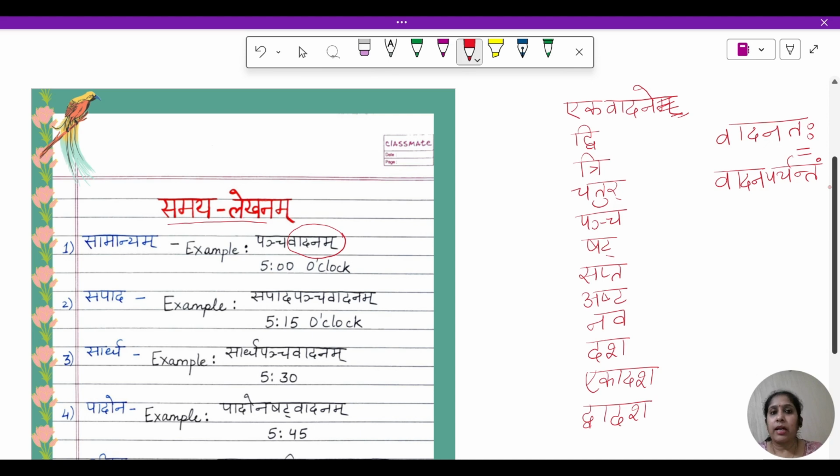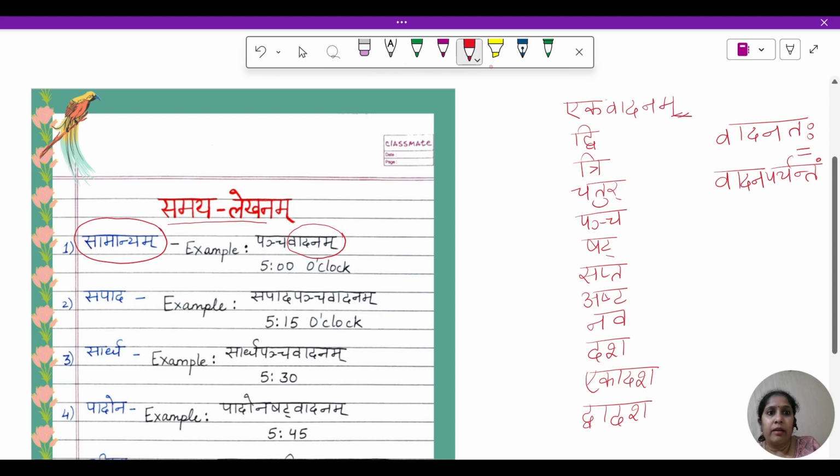Now we are going to start the actual time. First is Samanyam. Samanya means just generally o'clock. We want to say 1 o'clock, 2 o'clock, 3 o'clock, 4 o'clock, 5 o'clock, like that. So we will just be writing Ekavadanam. I'll write it again. You people can also write. So, 1 minute.